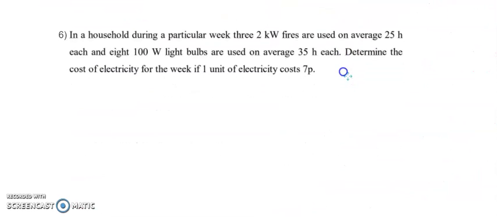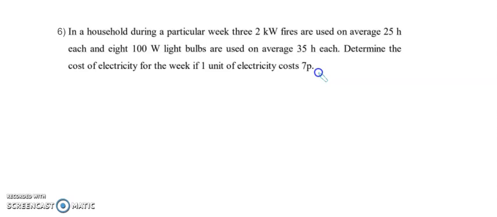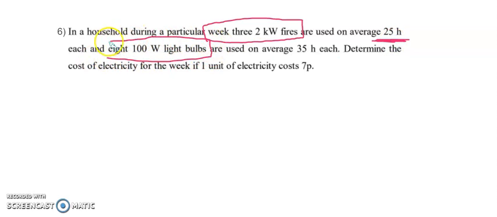It's very important. First of all, let's look into the question. They are saying there are 3 fires, meaning electrical heaters, which are running, each of 2 kilowatt, and they are running for 25 hours each. And there are 8 light bulbs, each of 100 watt, which are running for 35 hours each. And then you have to find the costing.